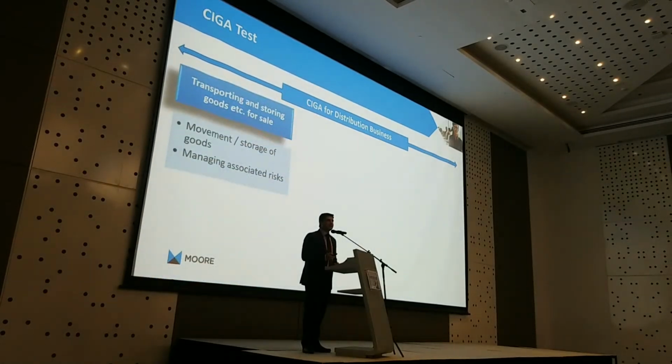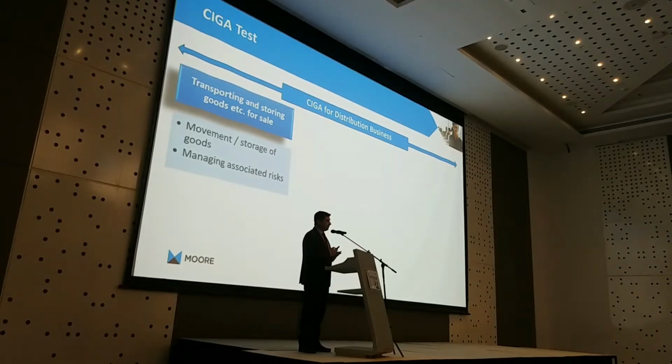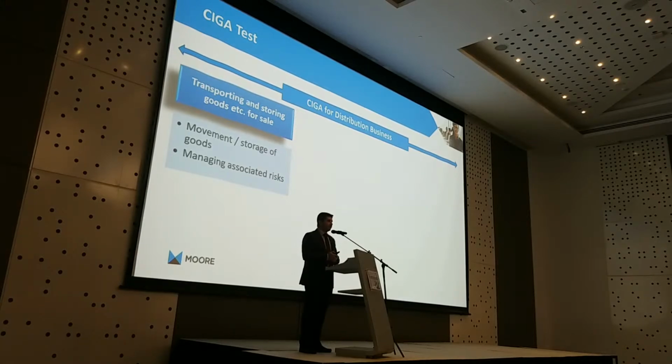Now, for instance, for a distribution business, CIGA tests are nothing but a very common sense approach. For a distribution business, what could be the core income generating activity? One would be you're managing inventory, you have a warehouse, or you are using a third party warehouse. You have a mechanism to process the purchase order. You have a process to manage your sales order. You're ensuring your stock. All these activities will be considered as core income generating activities in the case of distribution business.